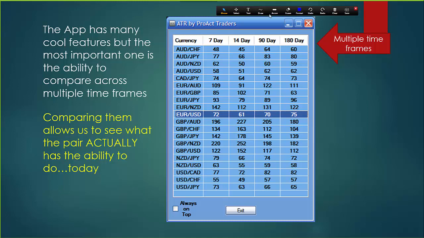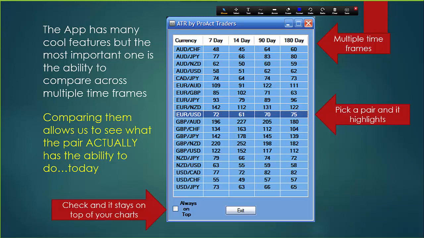All right, but in the 90-day and 180-day, it does 70 and 75. So in this instance, we would know that if our target was 70 pips away, even though we had a 61 pip ATR, the currency has an opportunity to get to it. All right, so it has the ability to do that. So you pick a pair and it highlights it. It's real easy to see. And if you check it, it stays on top of the charts and it just floats, superimposed on top of your charts.